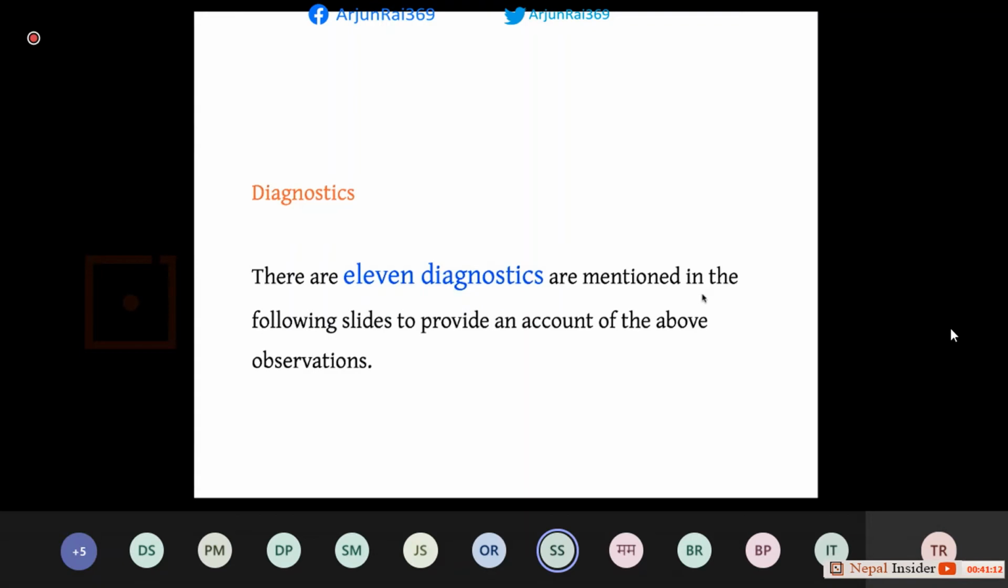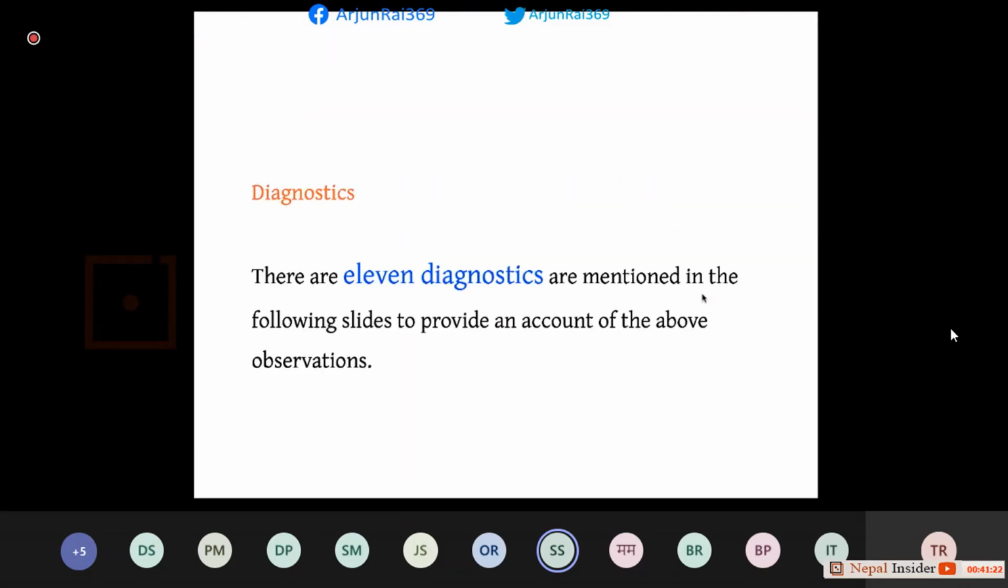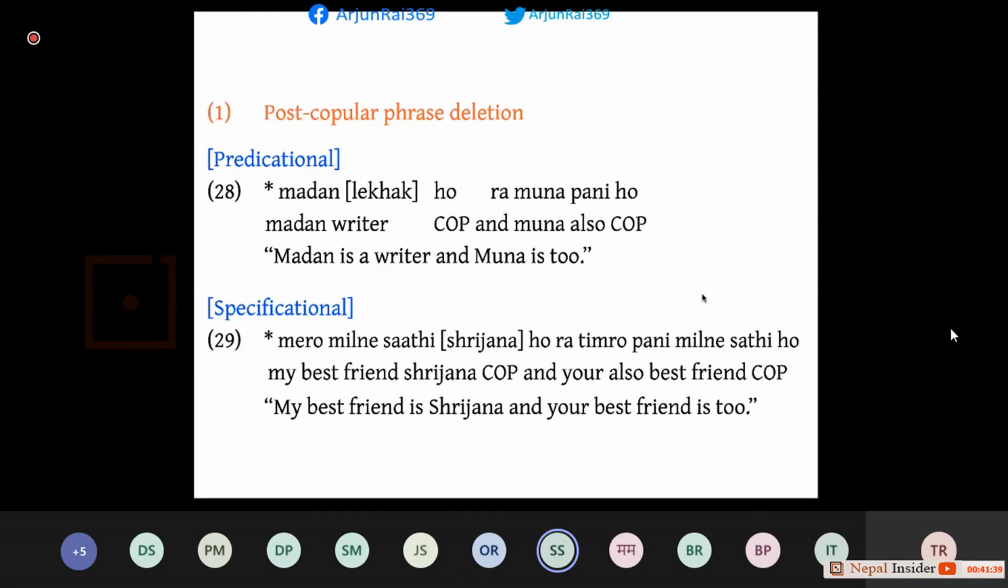And to further figure out whether we have canonical inverse agreement, or about these other claims also, we ran through 11 diagnostics, which I'll go through very briefly. These 11 diagnostics come from Susanna Bayer's and others' work on how to identify the system in the binominal clauses. So one of the important tests that we have done is post-copular phrase deletion. So predicational one is there and specificational.